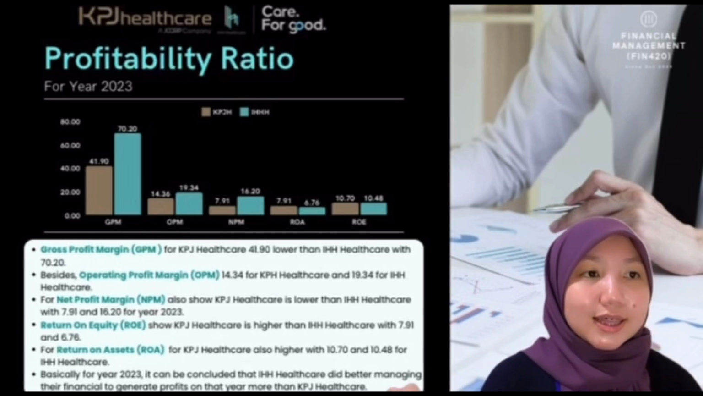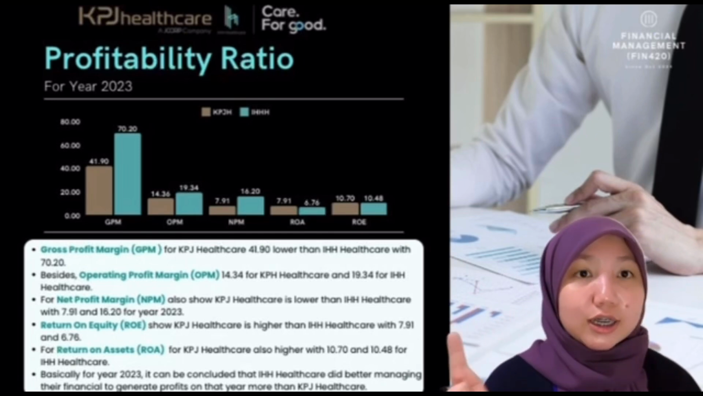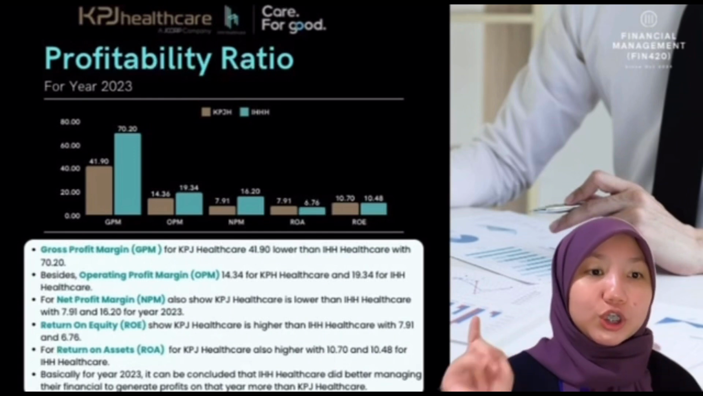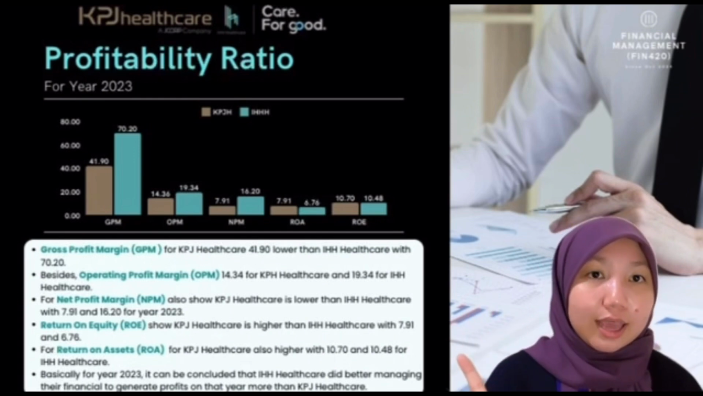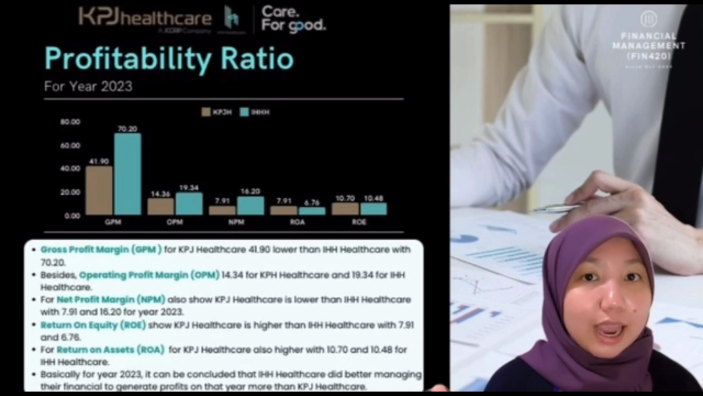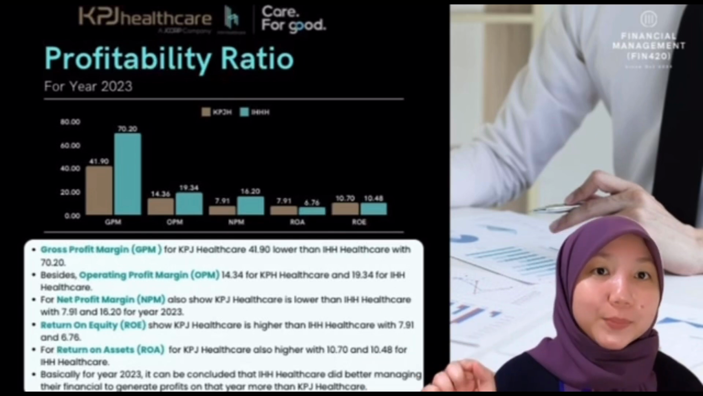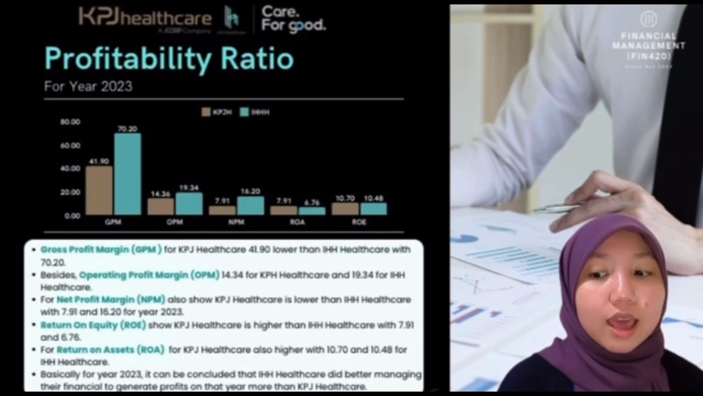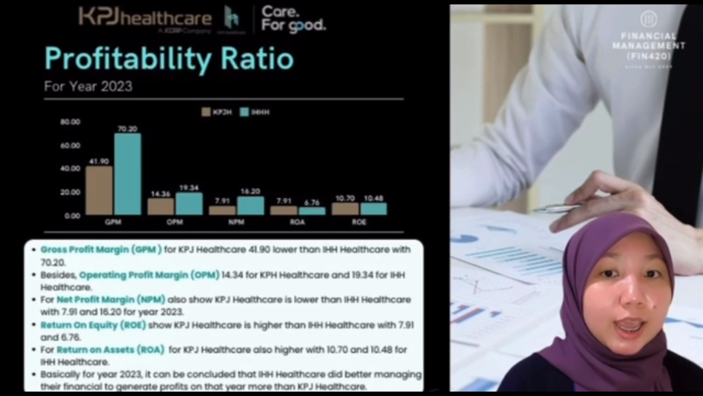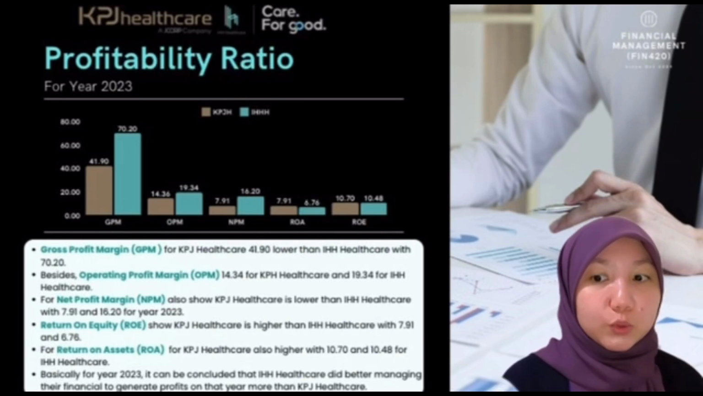Return on asset indicates how efficiently a company uses its assets to generate profit. KPJ Healthcare has a higher ROA, which is 10.70% compared to IHH Healthcare, 10.48%. So overall, IHH Healthcare generally outperformed KPJ Healthcare in terms of profitability in 2023.